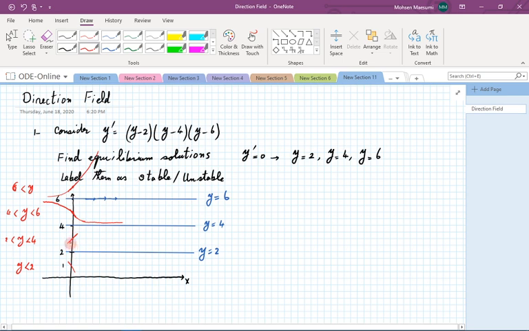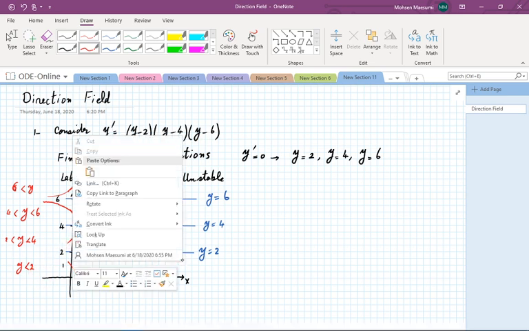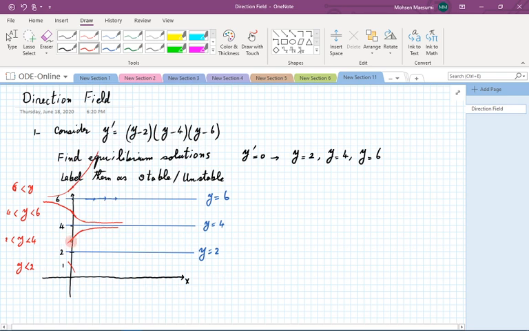The story for a number between 2 and 4 is a flip image of that. Between 2 and 4, my y prime is positive because these two are negative and this is positive. Positive, negative, negative is positive. So this slope is positive. I go up, but as I get close to number 4, this factor makes the product become close to 0. As a result, I'll dampen out and I approach 4. If I go toward the negative axis, the slope is always positive, but now coming close to 2, the product becomes 0 because y minus 2 becomes close to 0.